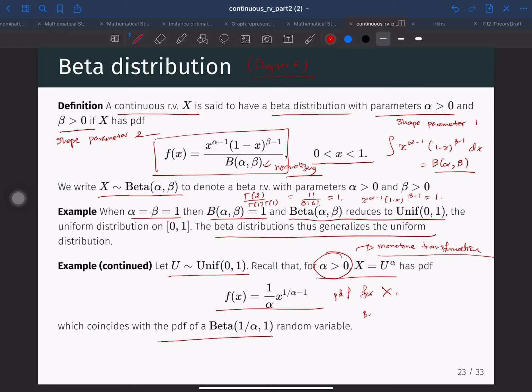because in this case B(1/alpha, 1) is gamma of 1/alpha plus 1 divided by gamma of 1/alpha and then gamma 1, which is the same as gamma of 1/alpha times 1/alpha divided by gamma of 1/alpha gamma 1. And so this cancels out, this is just 1, and so you get 1/alpha here. So it's a PDF of a Beta(1/alpha, 1). So the beta distribution is quite closely related to the uniform.